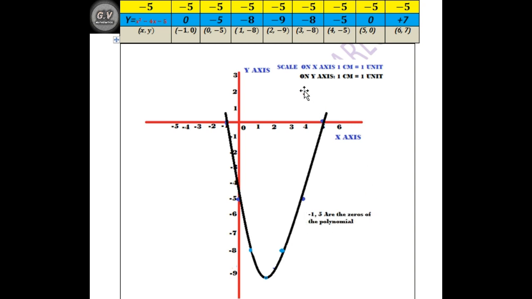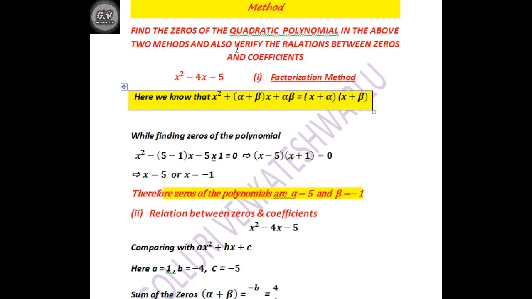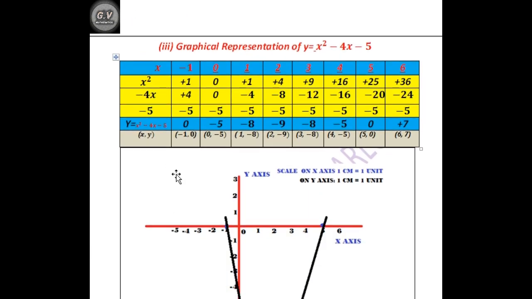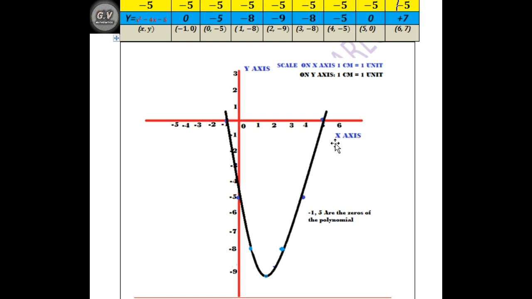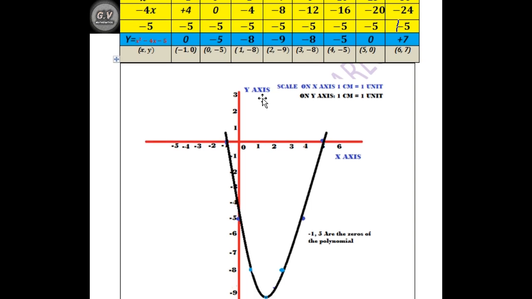Okay, now here, the scale on the x-axis is 1 centimeter taken as 1 unit, and on the y-axis 1 centimeter is taken as 1 unit. Here we verified the zeros of the polynomial for the given polynomial using the factorization method as well as graphical representation. We also verified the relation between zeros and coefficients, according to the sum of zeros and the product of zeros. This is the first question.